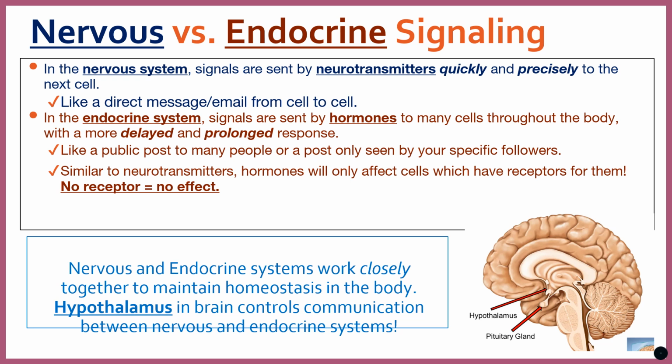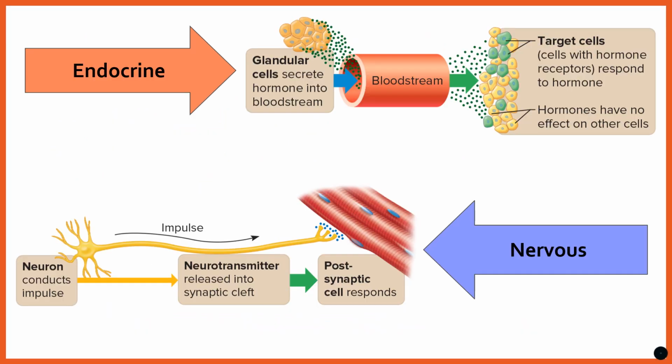The nervous and the endocrine systems work really closely together to maintain homeostasis in the body. We talked about this in the last lecture, but just to remember this concept, the hypothalamus in the brain is what controls the communication between these two systems. So when we're talking about the communication between the nervous and the endocrine systems, the hypothalamus is the control center for all of that.